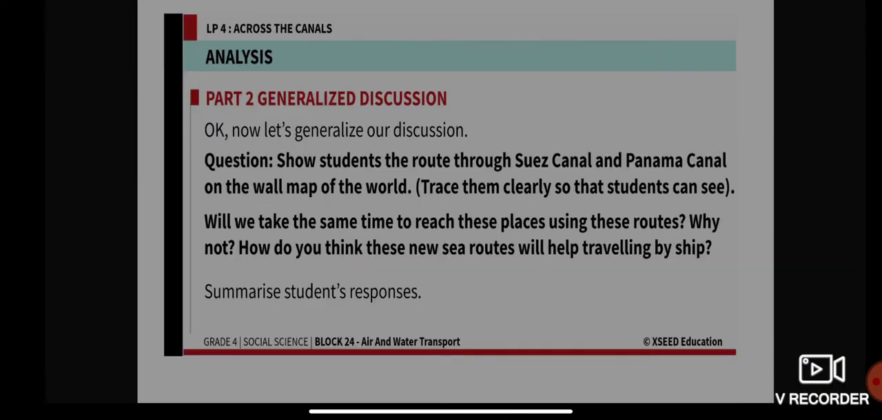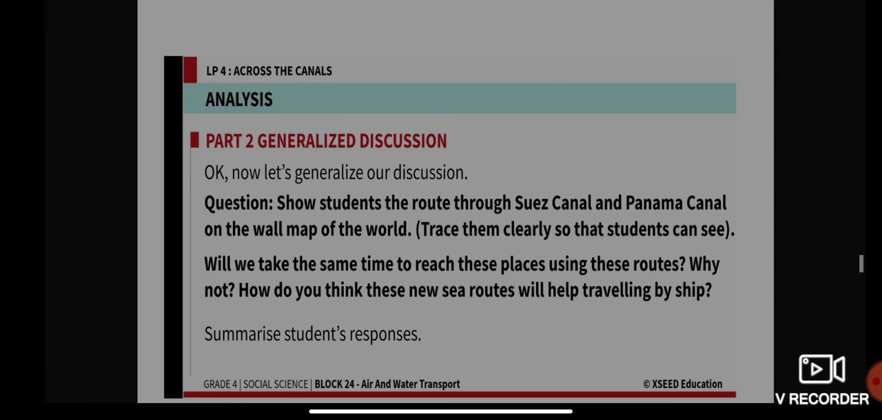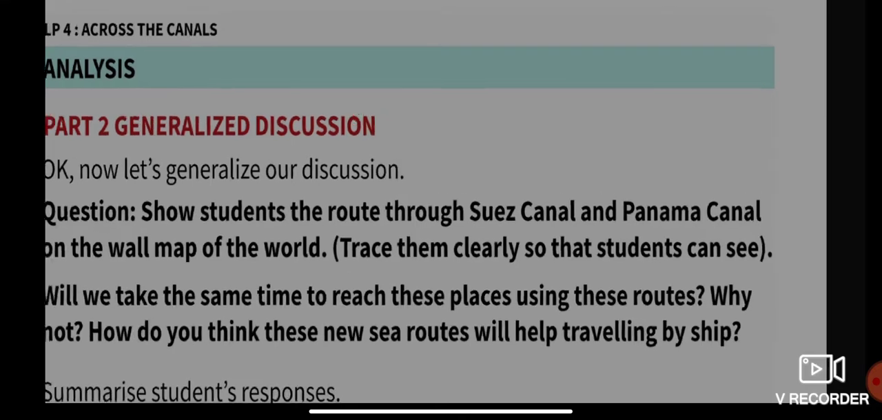Now, see, you do like this. You short. You pass through the Suez Canal and Panama Canal on the wall map of the world. Will you take the same route to reach this place using this route? Why and why not? How do you think this new route will help traveling by ship? So let us locate where the Suez Canal and Panama Canal are on the world map.